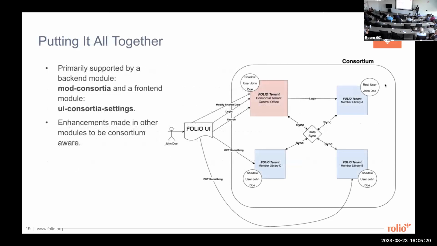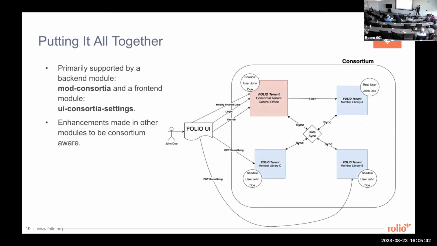So putting it all together, how does it look? Consortia, as I mentioned, is a backend module that is responsible for a lot of these changes. It's optional. And then a front-end module, UI Consortia settings, that's mostly what you see as the Consortia manager. And a bunch of enhancements have been made in other modules to make them consortium aware.